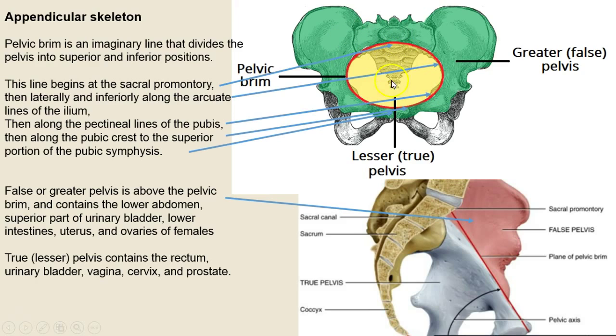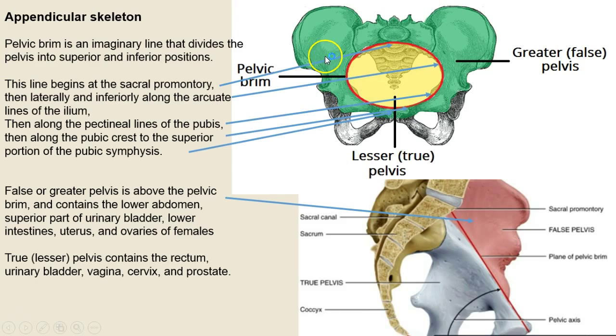Okay, so here's the sacrum, and laterally it's going to run along near the arcuate line. There was a picture of the arcuate line on an earlier slide. Then the pectineal line. Sorry, my pointer. There it goes. Pectineal line. And then finally to the crest of the superior portion of the pubic symphysis. Superior meaning above, so it's the top part there.